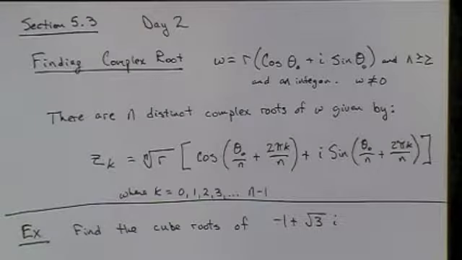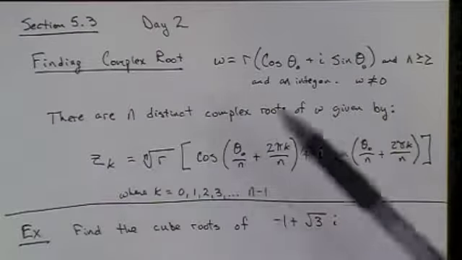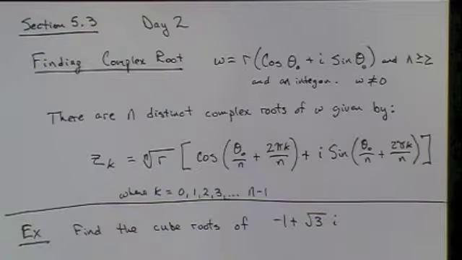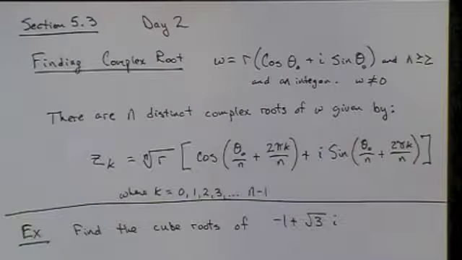Okay, here we're going to be finding the complex root. We have our complex number w, r is our radius, theta is our angle, and we're going to be finding n distinct complex roots. Now n, our number of complex roots, must be greater than or equal to 2, and it must be an integer, and our complex number is not equal to 0.